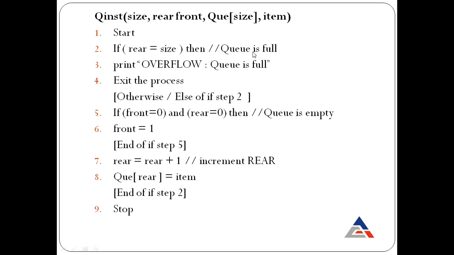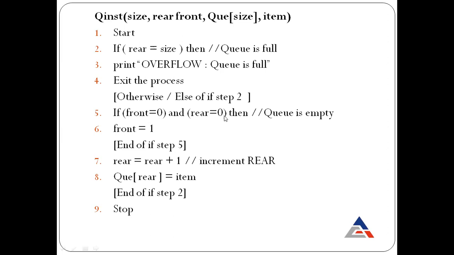So it means the queue is full and the computer gives the message overflow. Queue is full. You cannot add a new element because the maximum size of the queue is 10 and you already have 10 elements in the queue, so you cannot insert the 11th element. If you try to insert the 11th element, you will get the message overflow, queue is full, and you exit from the process.